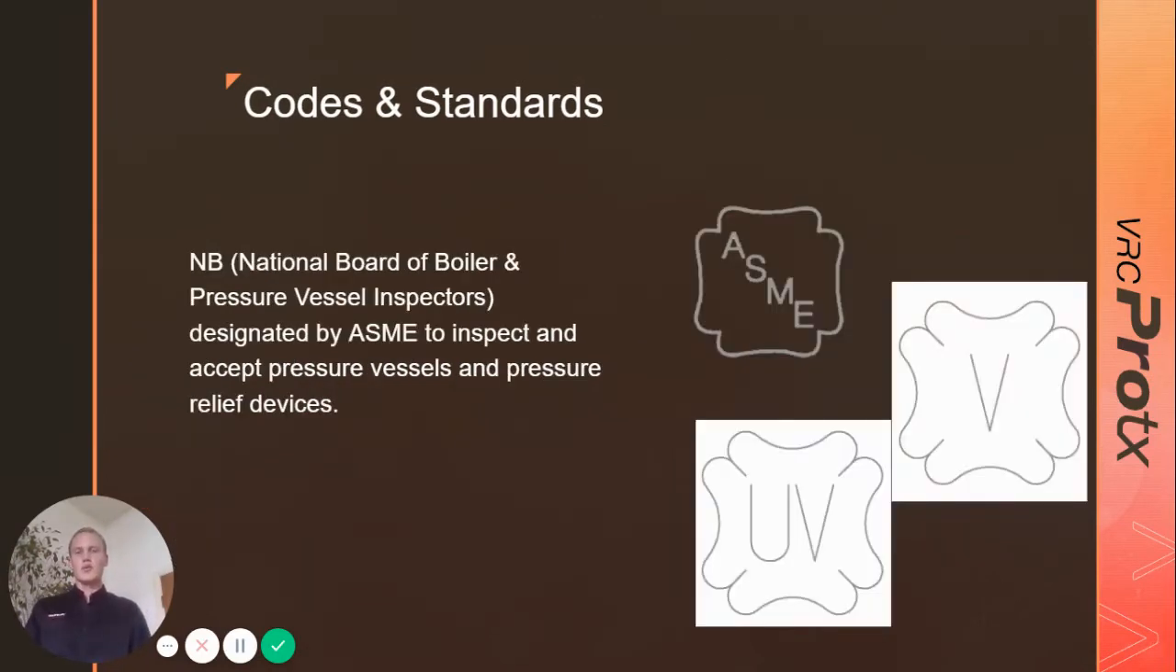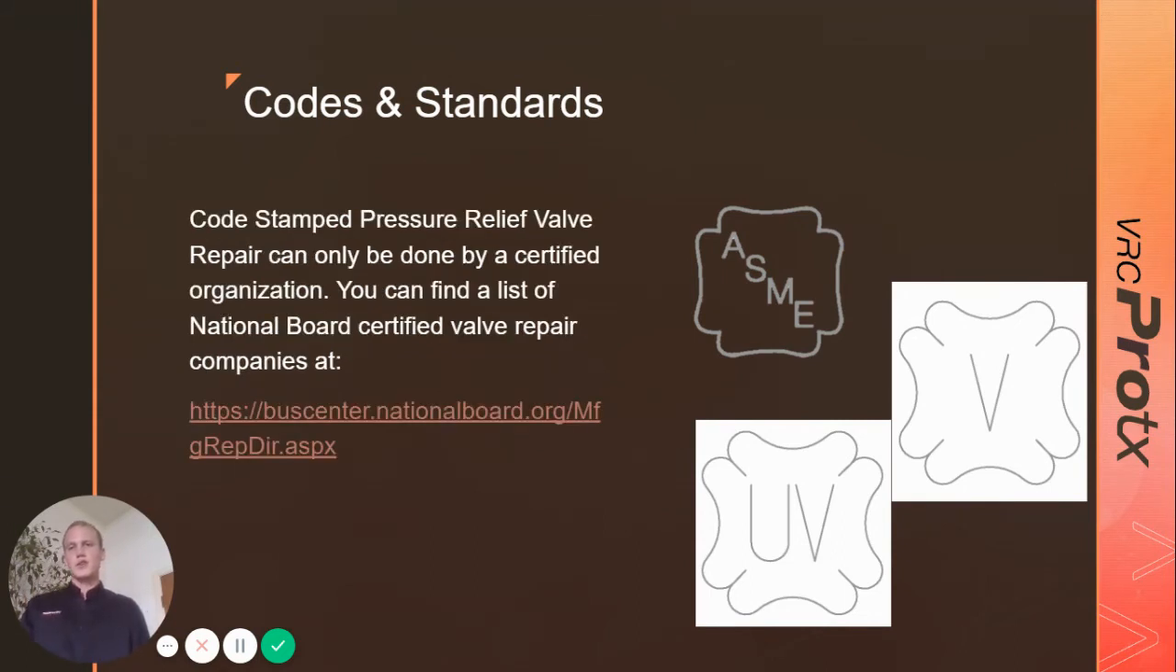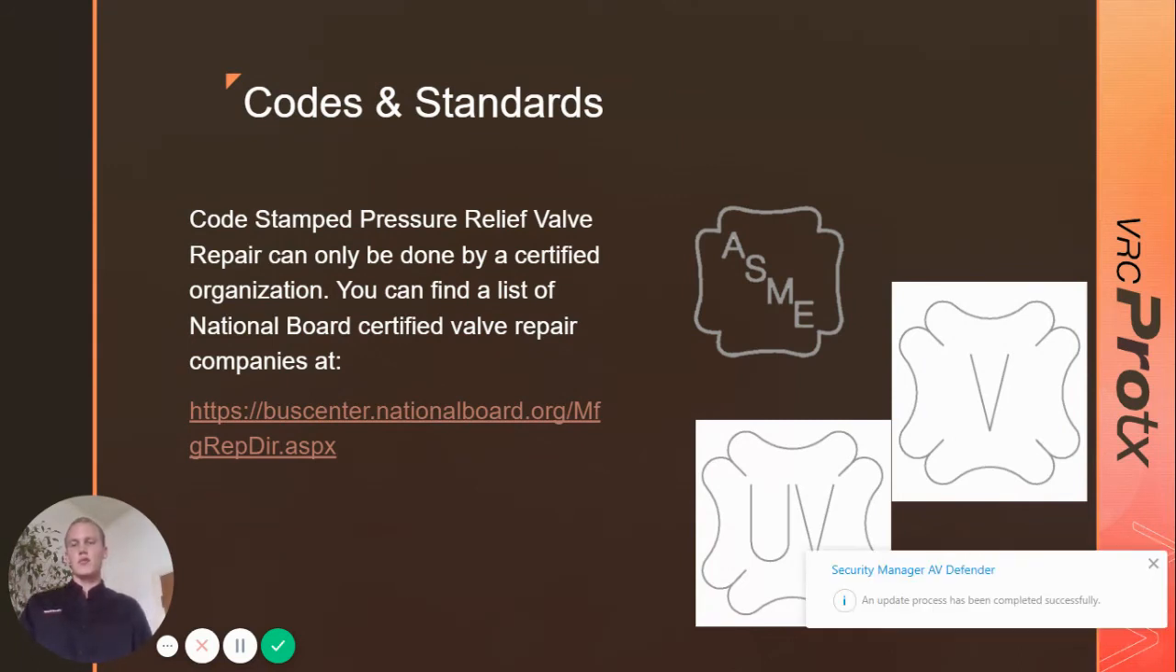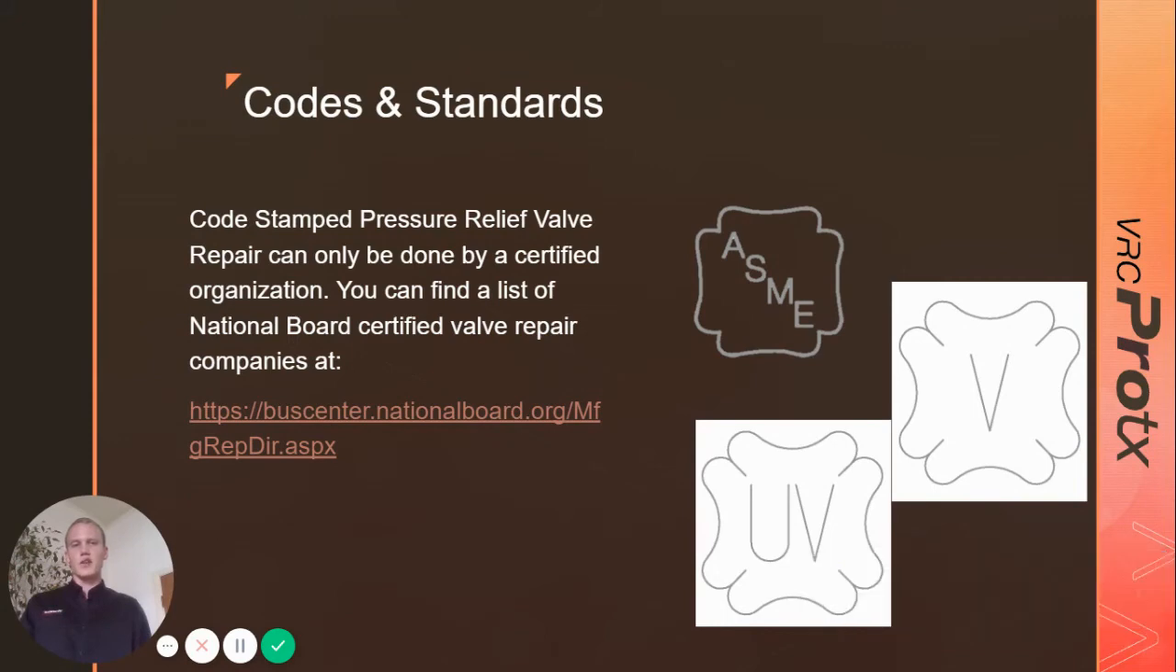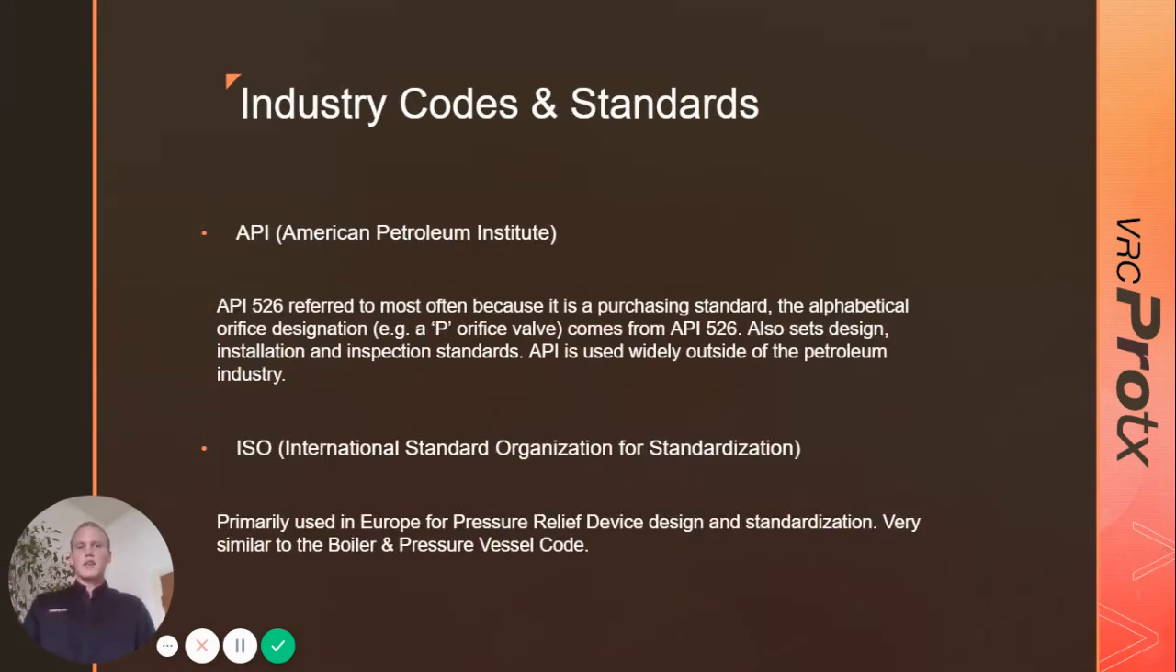The National Board is designated by ASME to inspect and approve pressurized vessels and pressure relief equipment. So if you ever look at a pressure relief device, you'll see some of these stamps on them if they're a code stamp device. Code stamp pressure relief devices can only be repaired and certified by an organization that holds a VR stamp. Outside of ASME and the National Board, the most important bodies are probably API in the US and ISO.